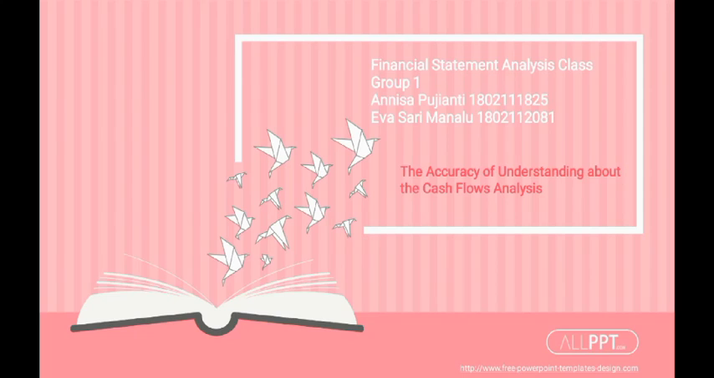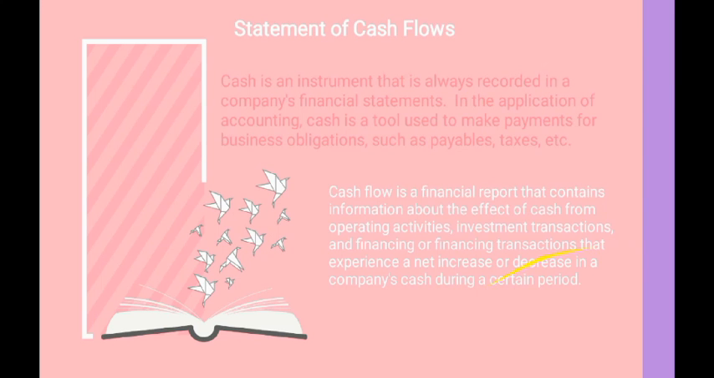Okay, this time we will talk about the accuracy of understanding cash flow analysis. The first is the statement of cash flows. First of all, we have to know what cash means. Cash is an instrument that is always recorded in a company's financial statements. In the application of accounting, cash is a tool used to make payments for business obligations such as payables, tax, etc.